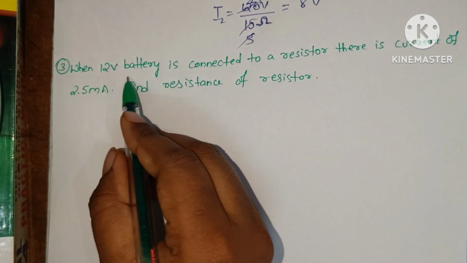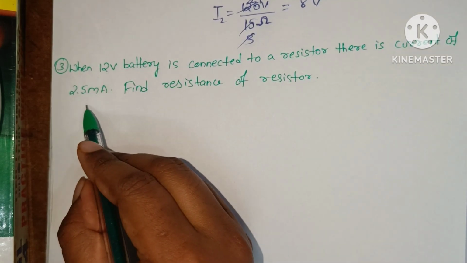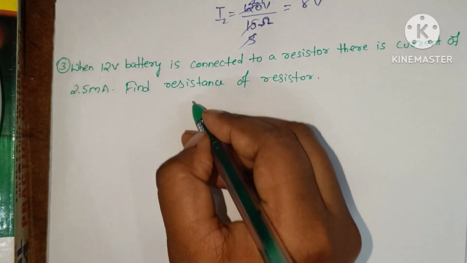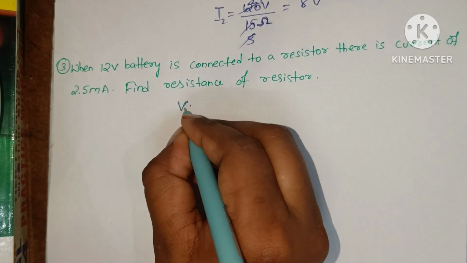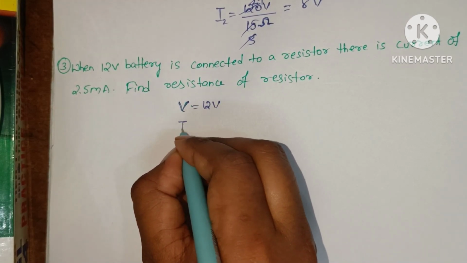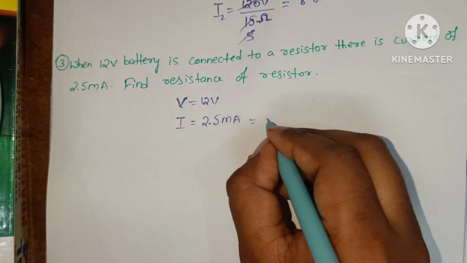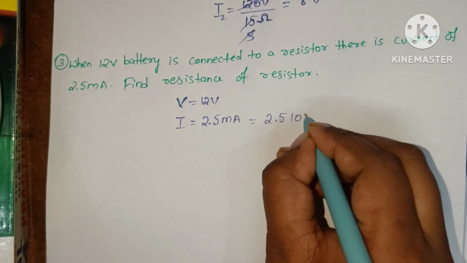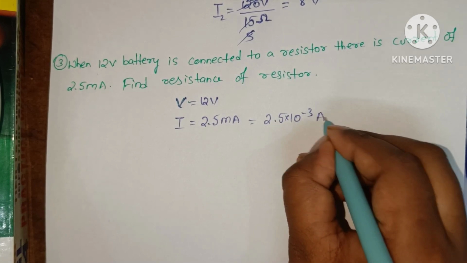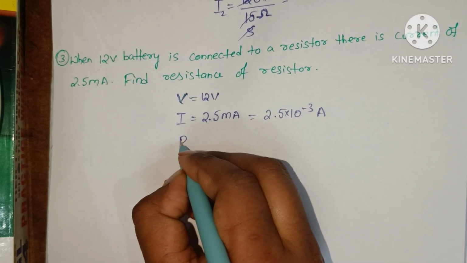Next, when a 12 volt battery is connected to a resistor, there is a current of 2.5 milliamperes. Then find the resistance of the resistor. That means what was given here? V equal to 12 volts. Okay, so how much current was given? 2.5 milliamperes. If you convert into amperes, it is 10 power minus 3 amperes. Got it? So what was given to find?